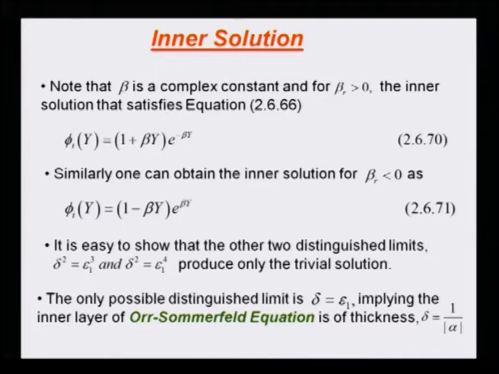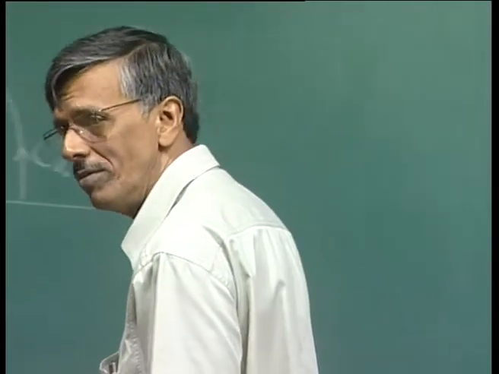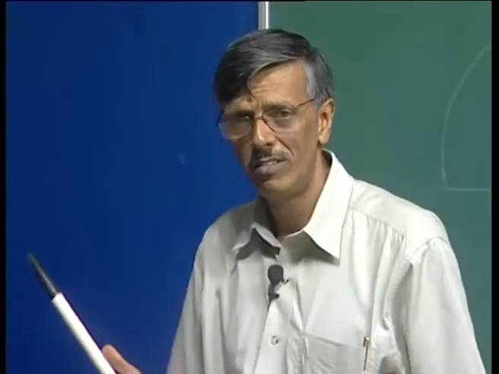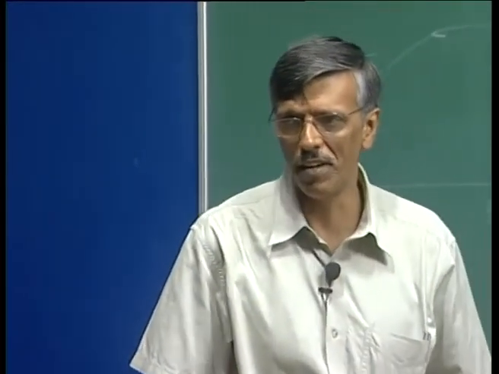And that's what the second last point we just now talked about, that we can have the following 2 distinguished limits where delta square equal to epsilon 1 cube or delta square equal to epsilon 1 to the power 4th, and for you to show that these 2 distinguished limits lead to trivial solution. Okay. Now what have we found out? That's a very interesting thing. We have found out the Orr-Sommerfeld equation has a boundary layer whose thickness is given by delta, and delta is equal to epsilon 1, and epsilon 1 itself goes to infinity.